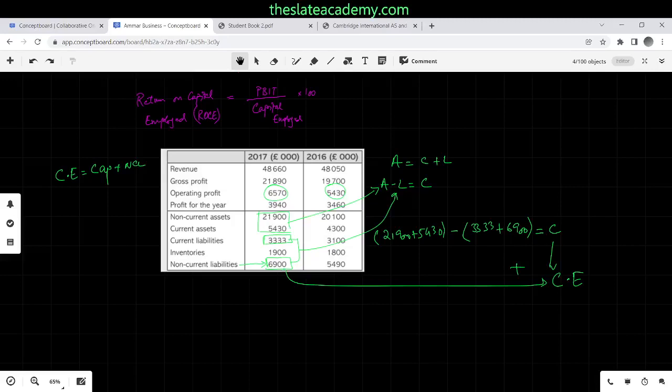Now look carefully. I can calculate capital employed in a slightly different manner as well. Both of you look over here. I said non-current assets plus current assets is equal to capital plus non-current liabilities plus current liabilities. Assets are equal to capital plus liabilities, right?